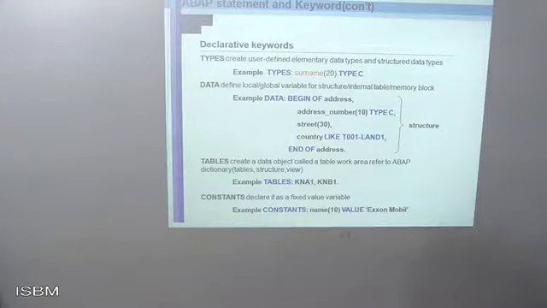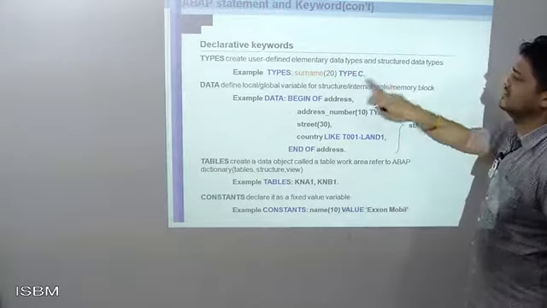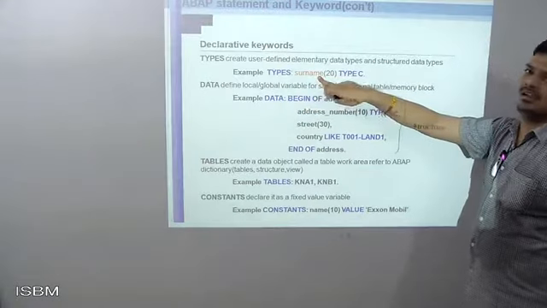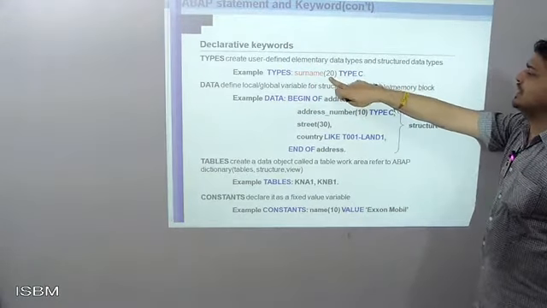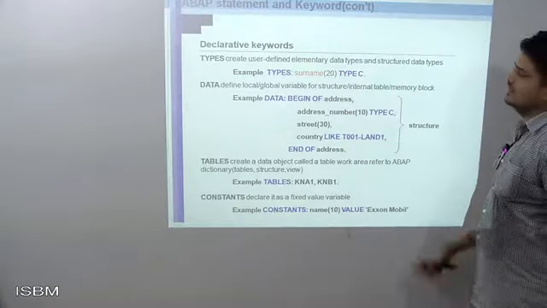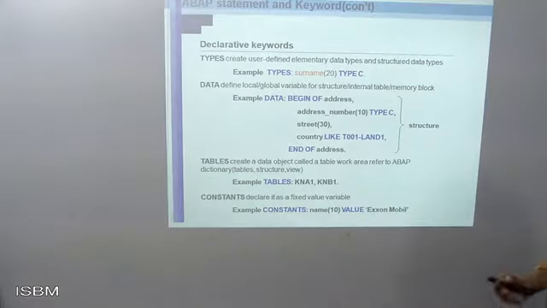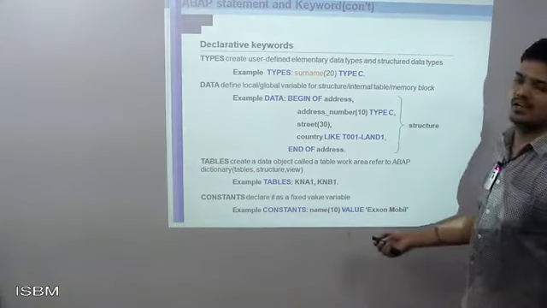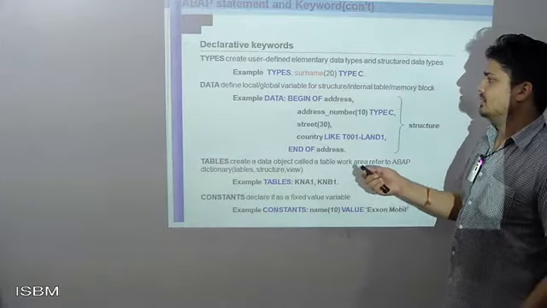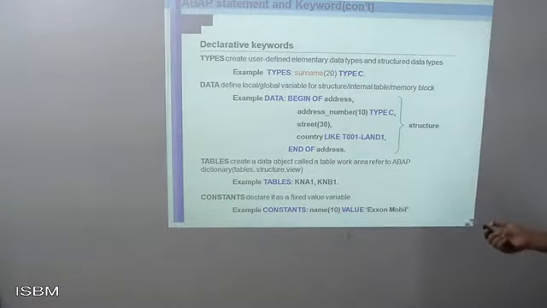See, these are the declarative keywords, how we declare a statement, just like the types I have shown you. It is a user-defined elementary data type and structured data. For example, type surname is type C of 20 characters; C stands for character, so it will take 20 characters of surname. If a surname is more than 20 characters, it will give you a dump, it will give you an error. Then DATA BEGIN OF address is a memory block.